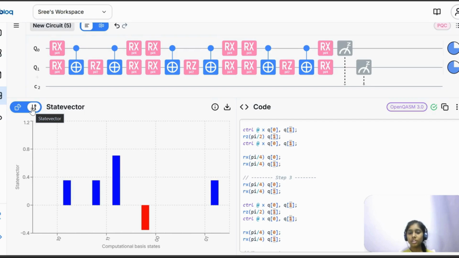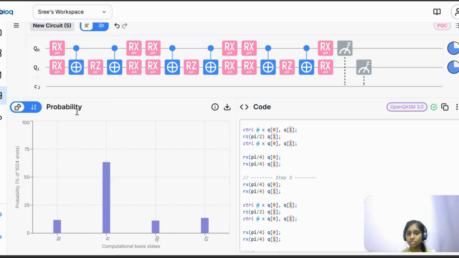Here both the magnitude and the sign of each amplitude carry information about the quantum state. As we see here, one amplitude is negative. This represents a relative quantum phase rather than a negative probability. Once we perform the measurement, these amplitudes collapse into the probability distribution, which is shown in this view. In our simulation, the repeated Trotter steps have evolved the quantum state such that one basis state has the highest probability. This illustrates how the Hamiltonian drives the system's dynamics over time. That's it for today. Thank you.